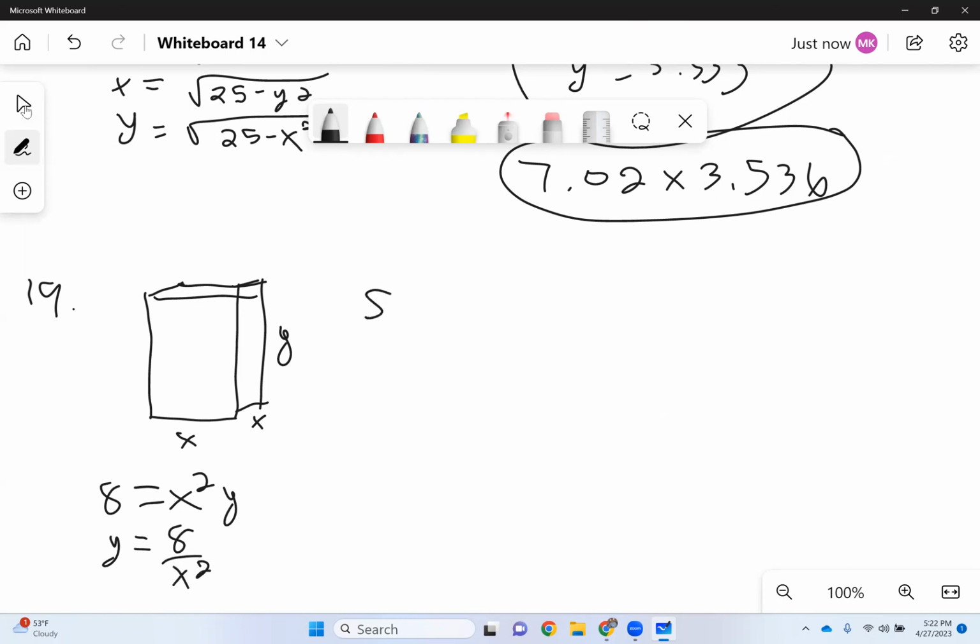So the surface area, now we have 6 sides. We have the top, we have the bottom, and we have the 4 sides. The area of the top is x squared. The area of the bottom is also x squared. And the area of each side is going to be x times y, and there's 4 of them, so plus 4xy. So the surface area is equal to 2x squared plus 4xy.